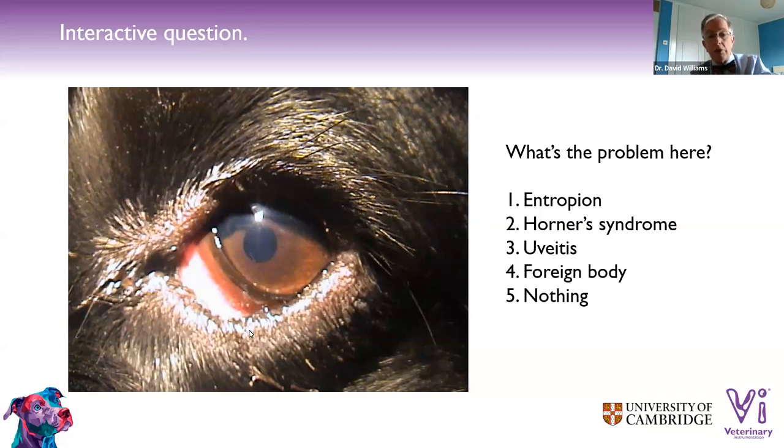Yeah, so all that bit along there, you can tell that's entropion there, because you can't see a nice clear edge to the eyelid.